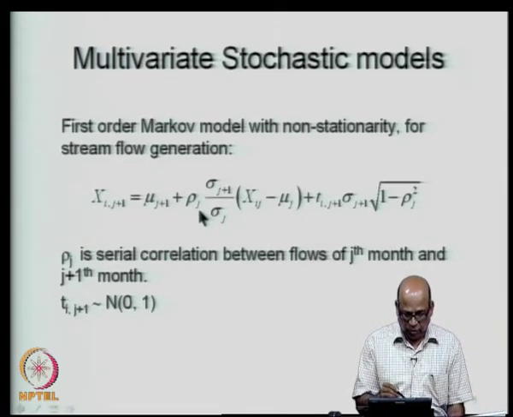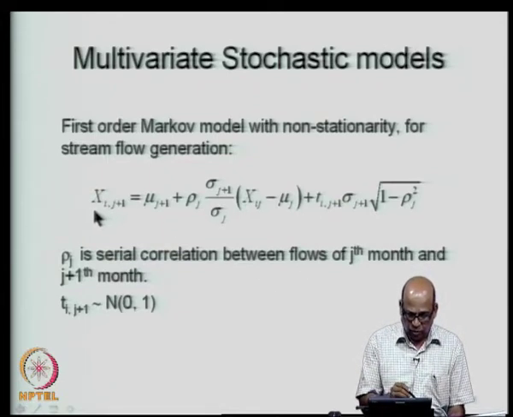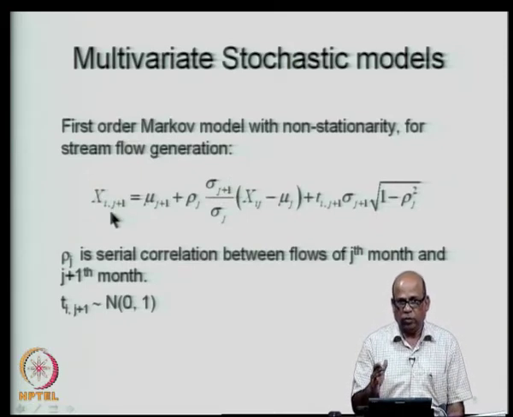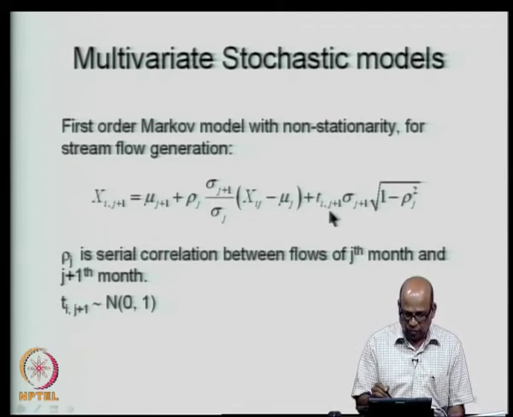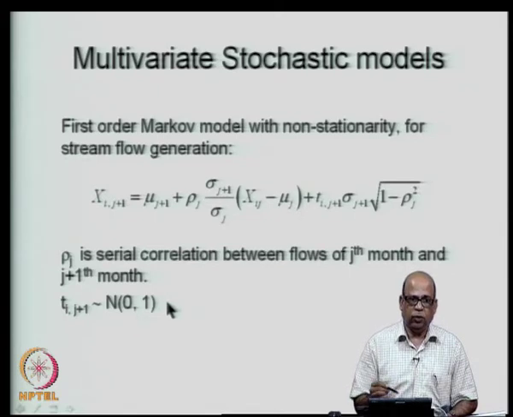And this is a rho j, which is the serial correlation between the jth month and the j plus 1th month. What we are doing is generating for the j plus 1th month using the information on the jth month, and therefore you need the correlation between the jth month and the j plus 1th month. Let us say you want to generate July based on June data, and therefore you need the correlation between the flows in June and the flows in July. That is how we generate this, and these are the random components, and typically we use the standard normal variates, which is N(0,1).